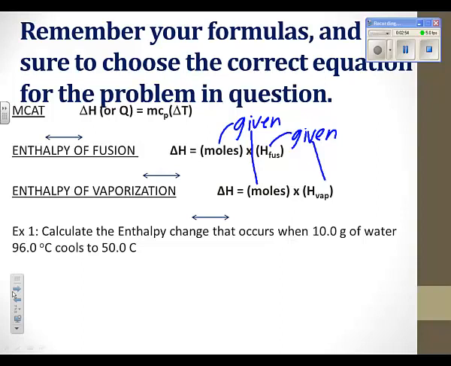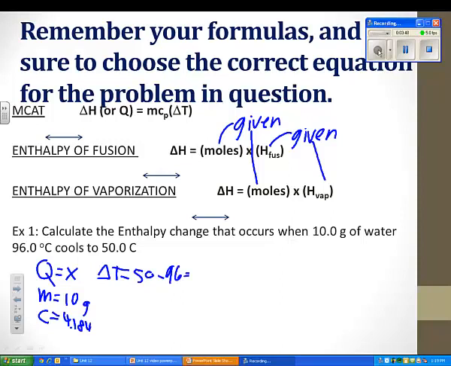So you have your first example. Calculate the enthalpy change that occurs when 10 grams of water at 96 degrees cools to 50 degrees Celsius. So we're trying to find the enthalpy, which is going to be Q. Our M is 10 grams, and our C of water is always 4.184, and then our delta T is temperature final, which is 50, minus temperature initial, which is 96. It will give you negative 46 degrees.